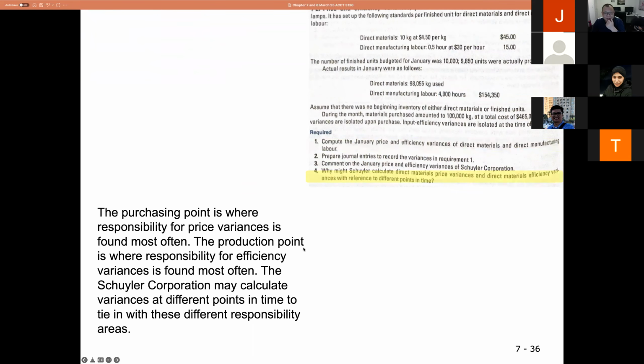Okay, so this is just the answer I already mentioned. They have different separate control centers, responsibility centers. That is why they are referring to different points. The calculation has to be fair. If I'm responsible for the efficiency, I'm only dealing with the reference point of the usage. If I'm responsible for purchasing the materials, I'm only responsible for the reference point of the amount of the purchase, not the usage. So, okay, I'm going to stop this.